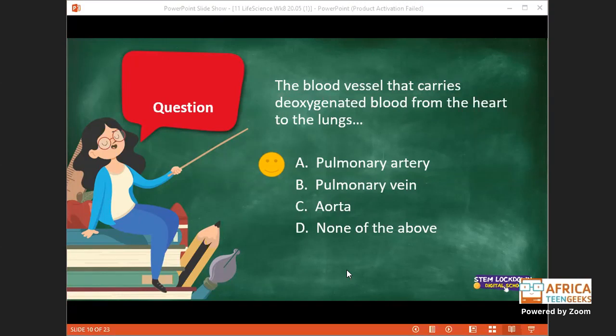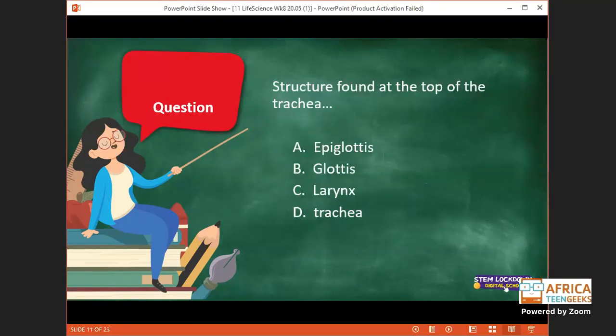Okay. I think we have another question. The structure found at the top of the trachea is A, the epiglottis, B, the glottis, C, the larynx, or D, the trachea. Out of the people, the structure found at the top of the trachea, is it A, the epiglottis, B, the glottis, C, the larynx, or D, the trachea? I'll give you guys a minute.